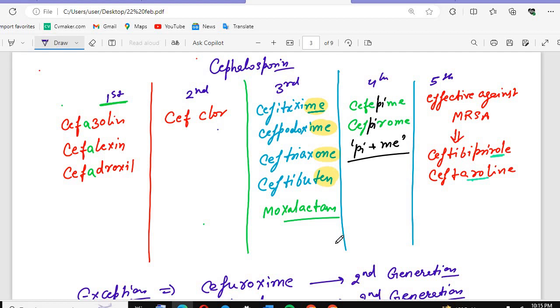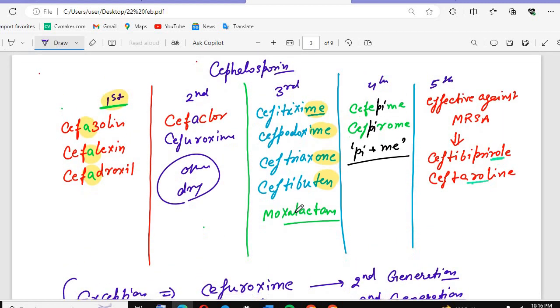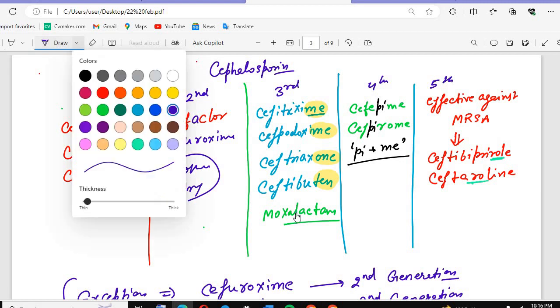If you are getting cefazolin, see, A is there, so A means we have the first generation. If we are getting cefaclor, this you need to remember. For cefaclor and cefuroxime, and other drugs whatever we have, they will come into the second generation. So for the first generation you need to remember the A.